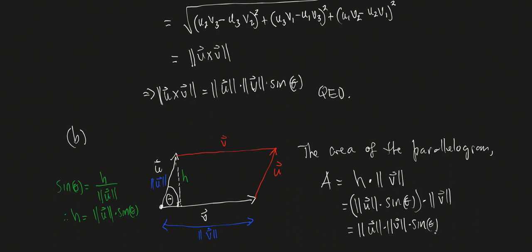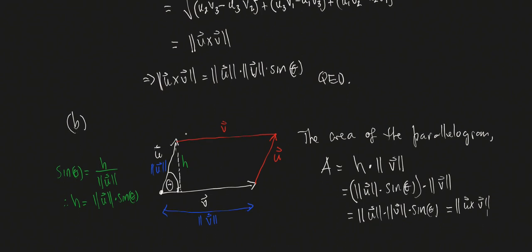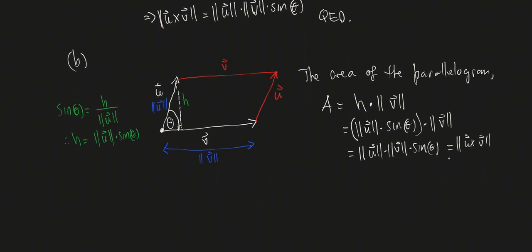We showed that this expression is the same as the magnitude of the cross product of the two vectors that we started with, U and V, right? Yeah, so this one's a lot easier once you've established the result in part A. Part C, so this is the proof of part B, so there's my QED.